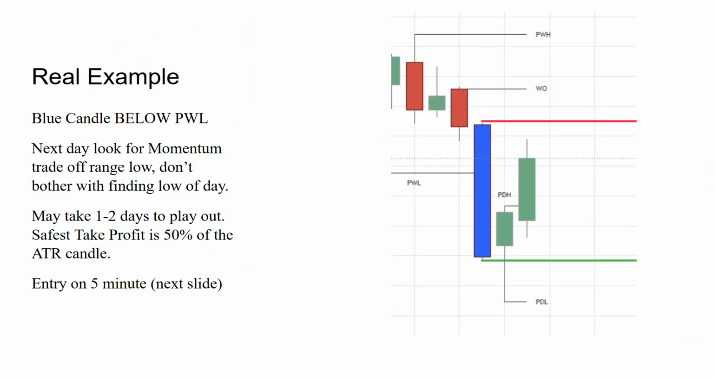Here's a real example from a real chart. Like I said, I'll show you this indicator. First thing I look for if I want to trade this is where price is in relation to the prior week's low. It takes 2 seconds to see because I'm looking for an ATR candle below the prior week low. If I said high, I meant low.